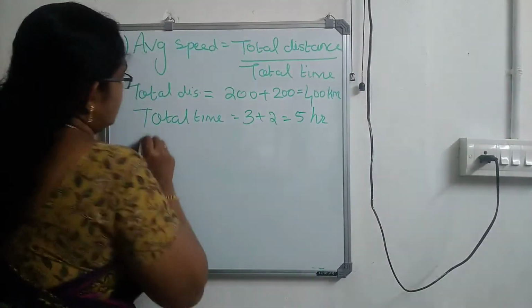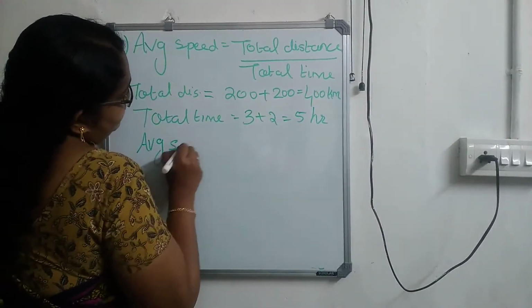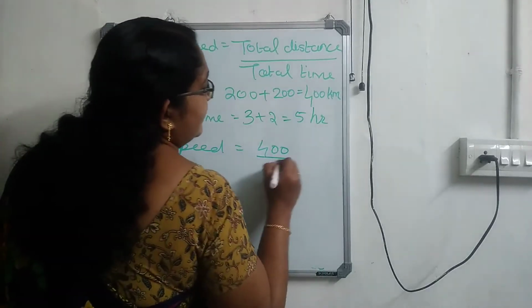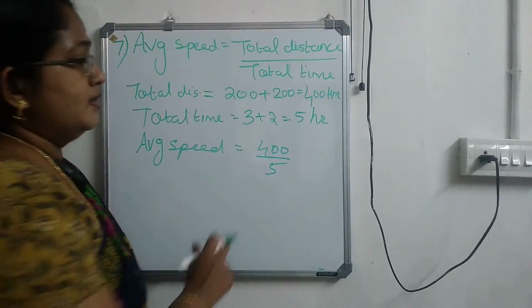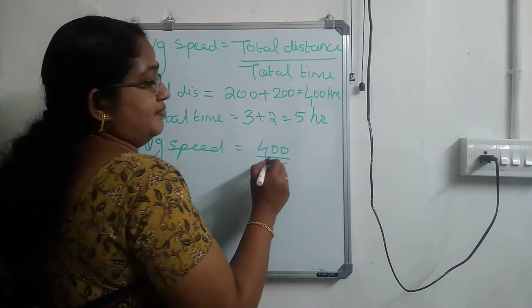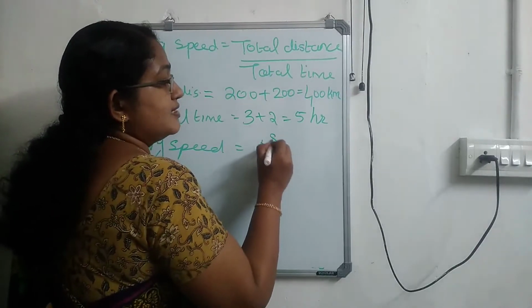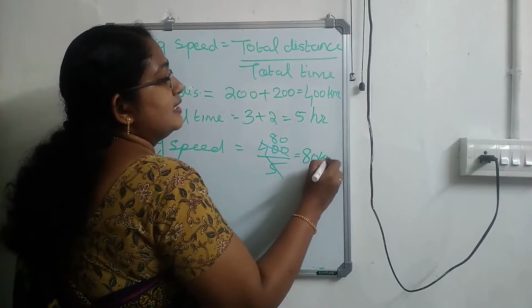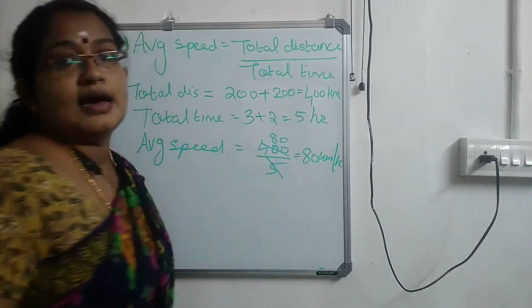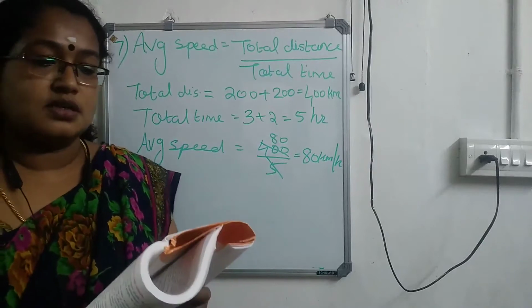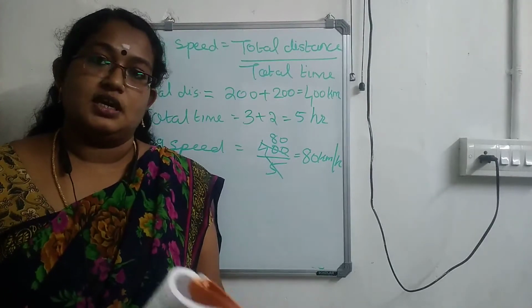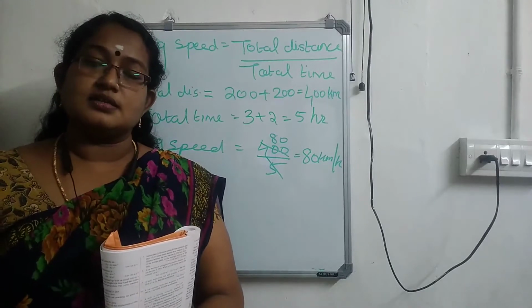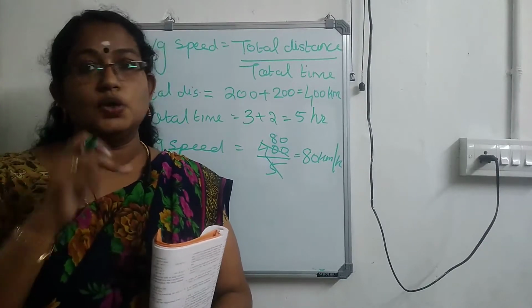So average speed is equal to 400 divided by 5. 40 divided by 5 is 8, isn't it? And 1 0 is there, so 80. So average speed is 80 km per hour. Now one more question is given, average velocity. What is average velocity? Average velocity means it is the total displacement by total time.